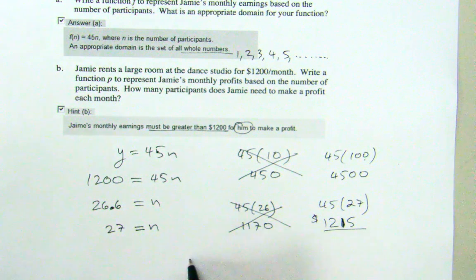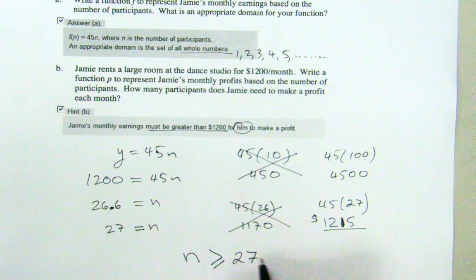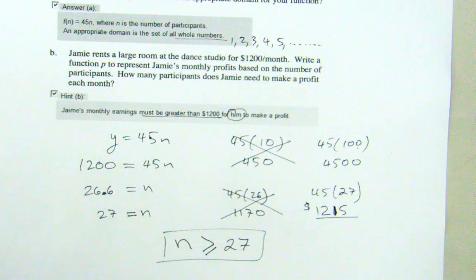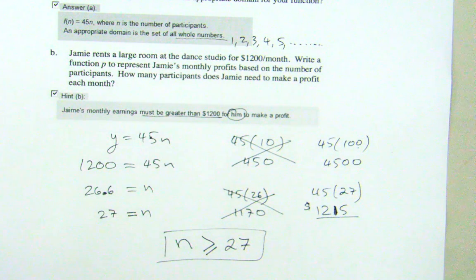And your answer should be n, the number of people who show up to this ballroom, has to be greater than or equal to 27. Okay? Has to be greater than or equal to 27. We can't have it less than that, because if we do anything less than 27, we're in the red.